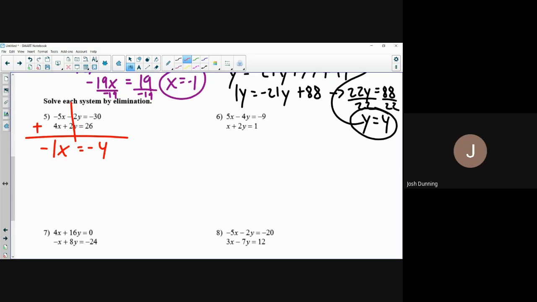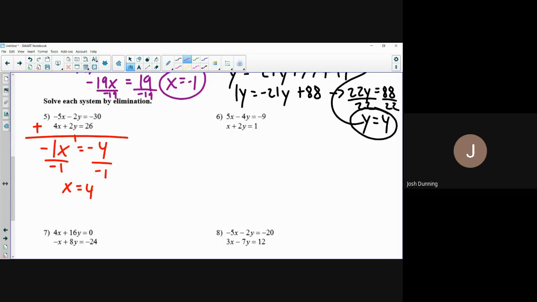The y's already had a +2 and a -2. They already had opposite numbers. So they would cancel right out and you're good to go. Now all I got to do, divide by -1, x is 4. And I had said, don't destroy the original problem when you eliminate, because we need it now to find the other letter, find the other variable.